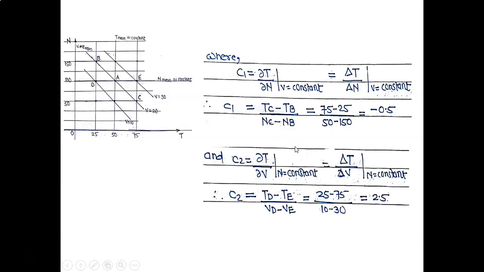Therefore C2 is equal to delta T upon delta V when n is equal to constant, that is C2 is equal to ∂T by ∂V when n is equal to constant. This ∂T means difference in torque, ∂V means difference in voltage when n is equal to constant, which is equal to delta T upon delta V when n is equal to constant.